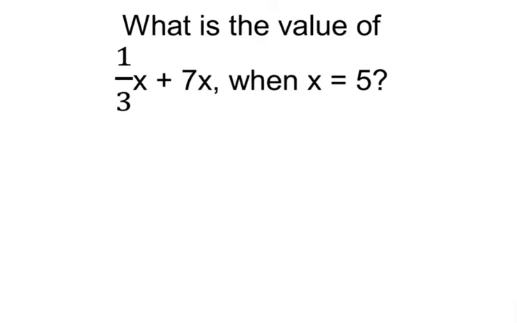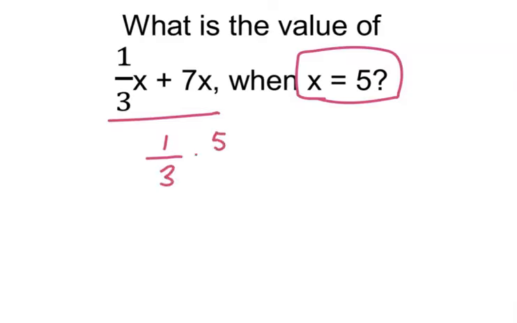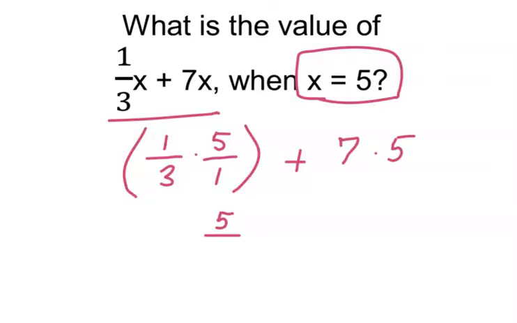What is the value of 1/3 x plus 7x when x equals 5? All right, so we have 1/3 times 5, which is actually 5 over 1. So I'm just going to go ahead and write it like that. We have to do that first. And then we have 7 times 5. And that's the second thing we have to do. Okay, so let's do the first one. We have 1 times 5, which is 5. 3 times 1, which is 3. Okay, so that takes care of this. And then we have 7 times 5, which is 35. All right, so we have 35 and 5/3.